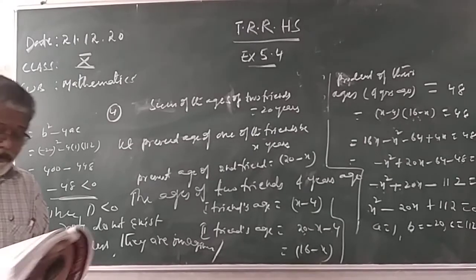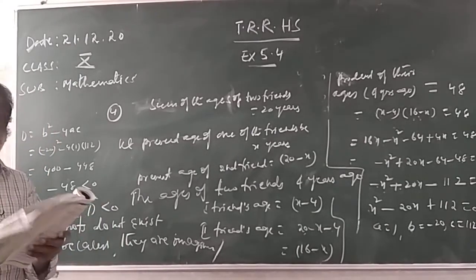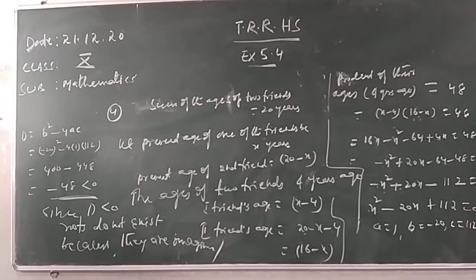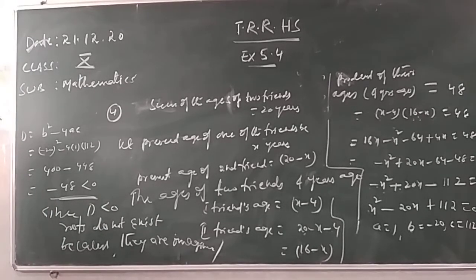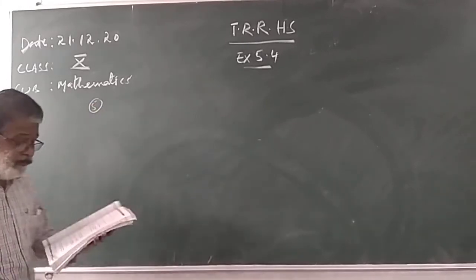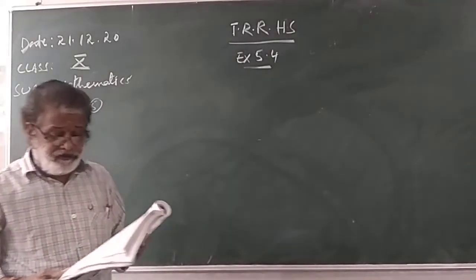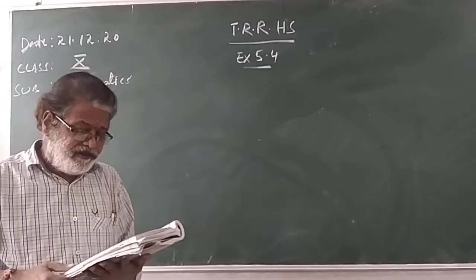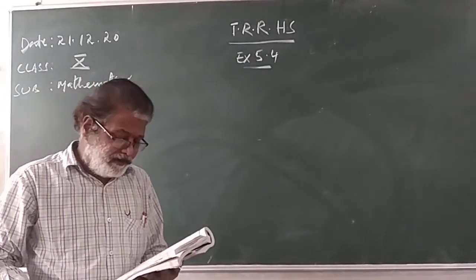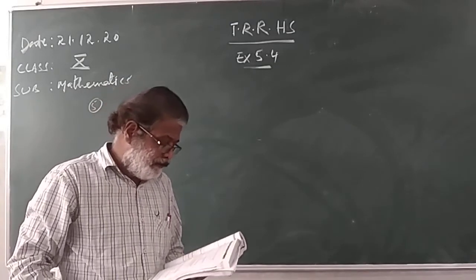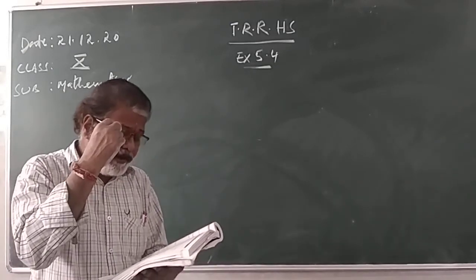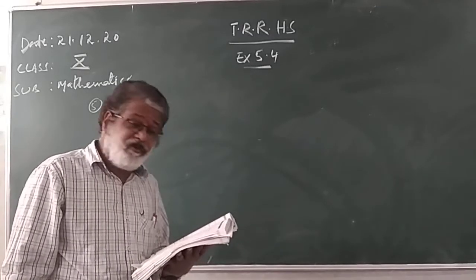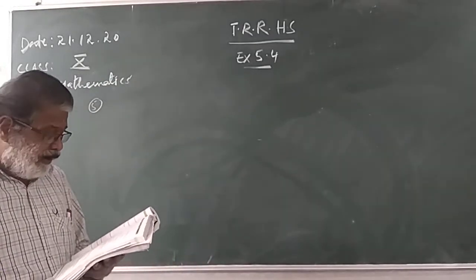And the last problem of this exercise is the fifth question. The chapter is also going to finish. Is it possible to design a rectangular park of perimeter 80 meters and area 400 square meters? If so, find its length and breadth.